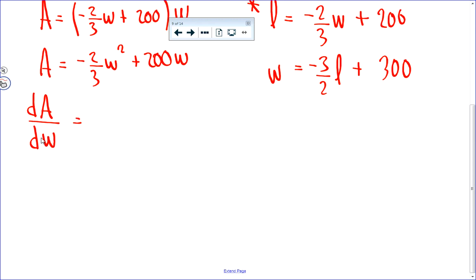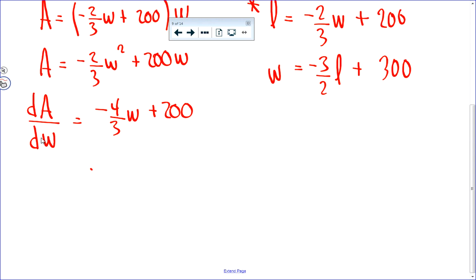Again, with max-min problems, you're always going to differentiate with respect to the independent variable. And I get negative 4/3 W plus 200. I wouldn't worry about factoring here or trying to do anything fancy. Since your derivative is linear, we can just go ahead and set it equal to 0 and solve for W.